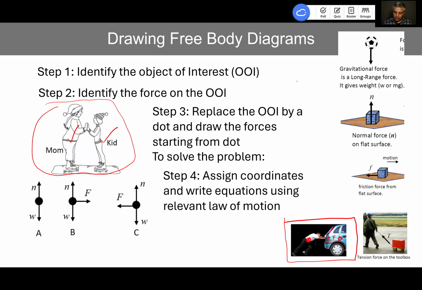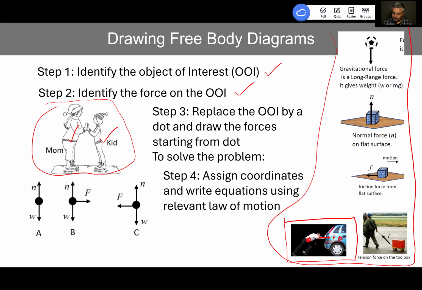Okay. And I think we talked about this one last time as well. So identify the object of interest, and that's what I just talked about, and identify the forces on the object of interest. So when we talked about these different kinds of forces last time, which I have listed here on the side as well, one force, the force of gravity, is always there as long as we are near the Earth's surface. So it's always there.